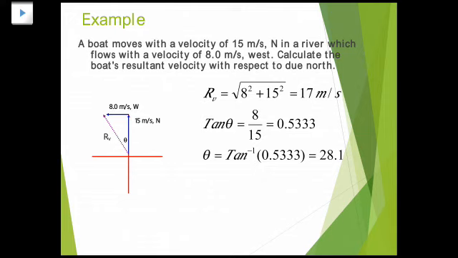Next is the angle. Tangent theta is equal to opposite over adjacent. The opposite side is 8 meters per second and the adjacent side is 15 meters per second, so tangent theta is 8 over 15. To get theta, take the arctan of 8 over 15, which equals 28.1. So our final answer is 17 meters per second at 28.1 degrees west of north.